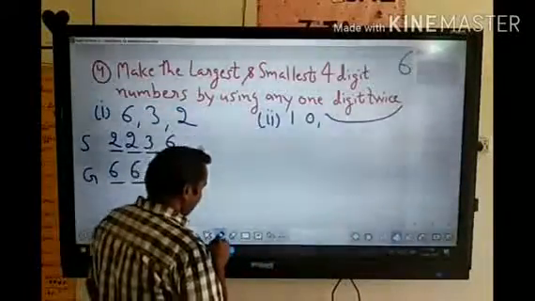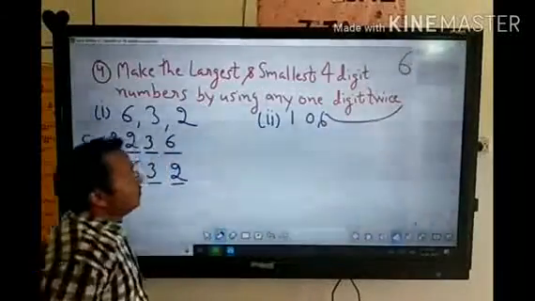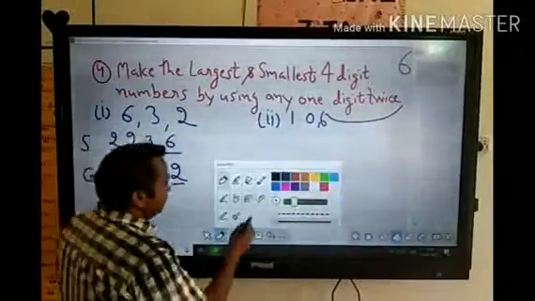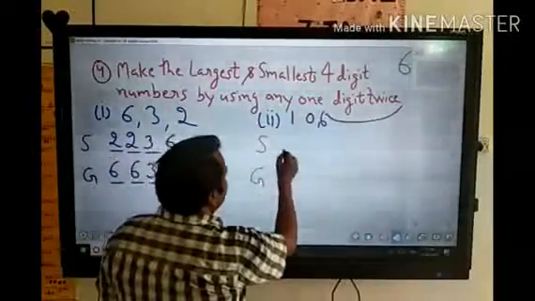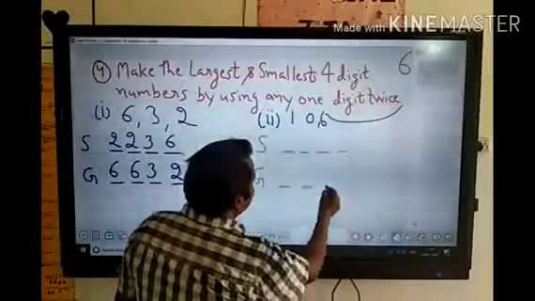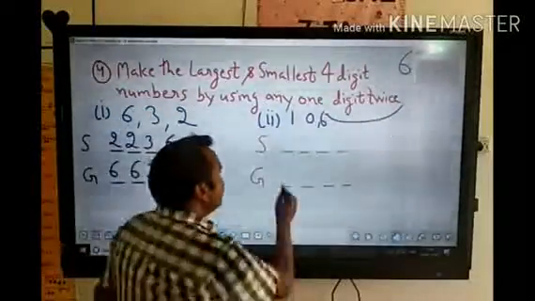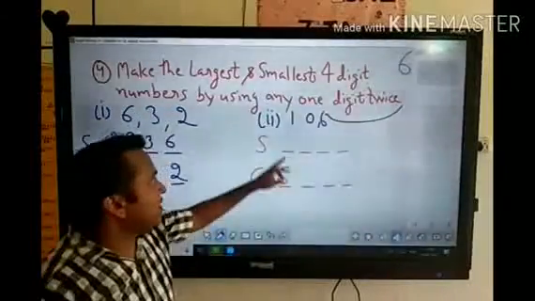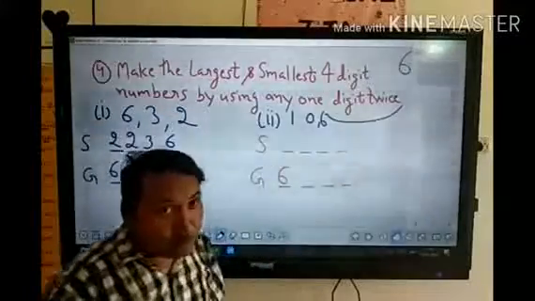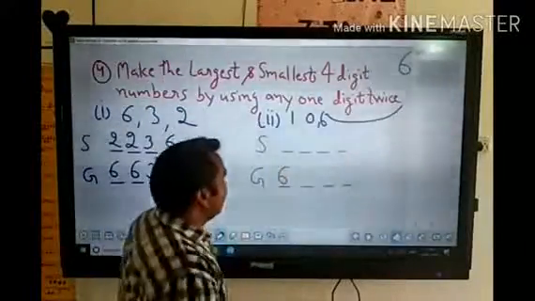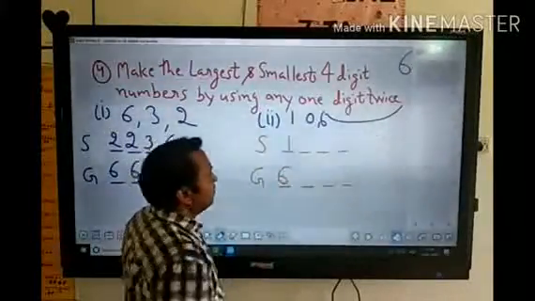Now, here we have to make the smallest and the greatest number. 1, 2, 3, 4. In order to write the greatest number, I will have to use the largest digit. And in order to write the smallest number, I will have to write the smallest digit. And which is the smallest digit? That is 0. But I can't use 0 at the ending period. So, I will write here 1.